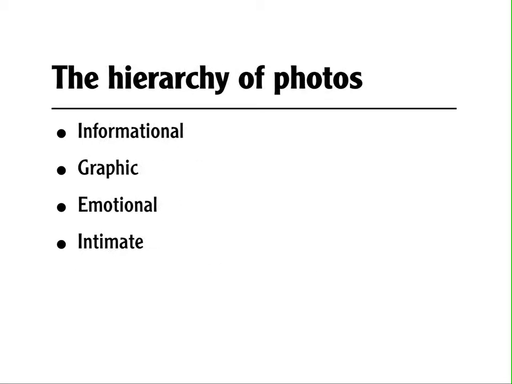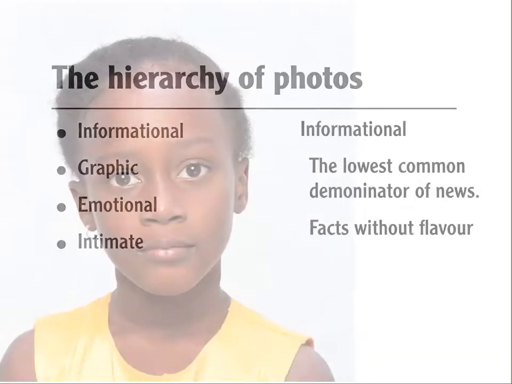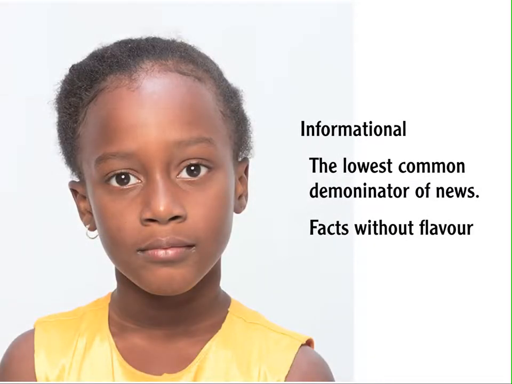So I like to think of photographs as going through a hierarchy of interest. We start at the base level with informational, and we go through to intimate. Here's some photographs of a person I photograph regularly, and I'll give you a sense of how that escalates. So we started with informational. This is like the base level of visual imagery. This is facts without flavor. This is just straightforward. This is a picture of a thing. It doesn't do anything but directly inform about what a thing looks like.